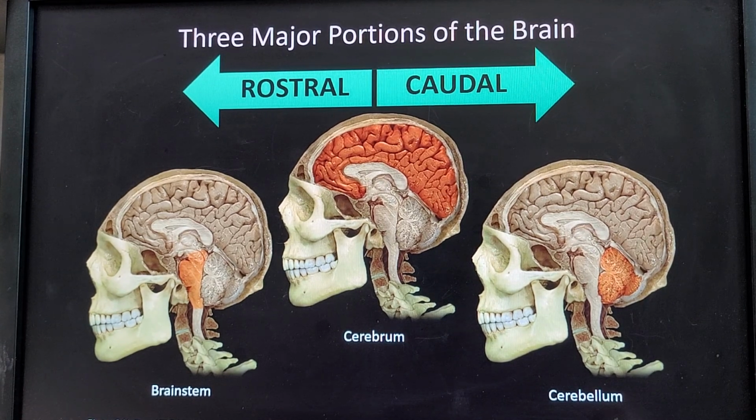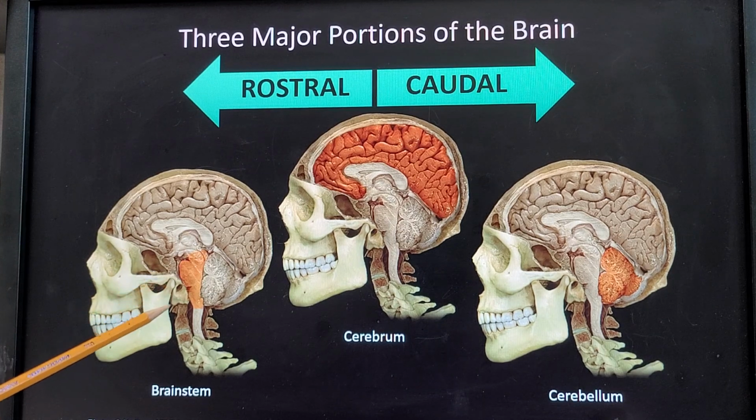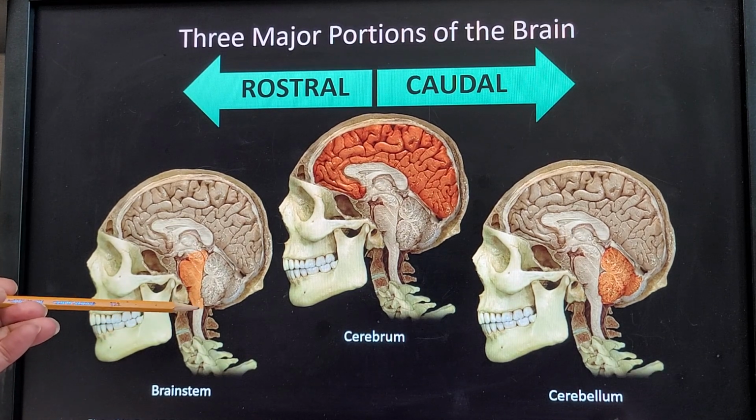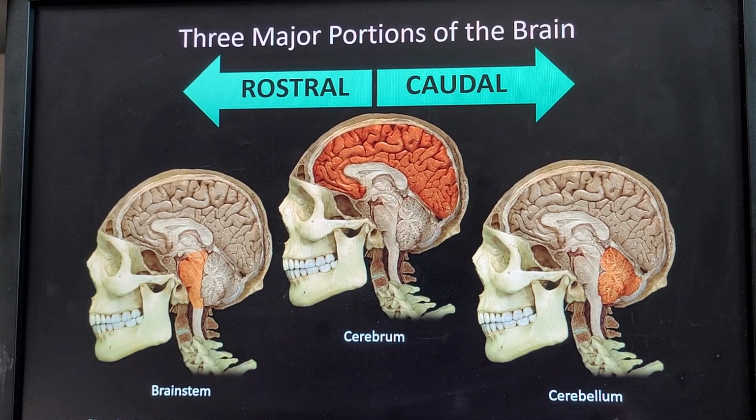Our main pieces of our brain: we have the big chunky section of our cerebrum, the bottom really wrinkly portion of the cerebellum, and then exiting out of the foramen magnum at the bottom of our skull, we have our brain stem. So that's all the pieces of our brain, and then once you leave the brain stem, it switches to our spinal cord.